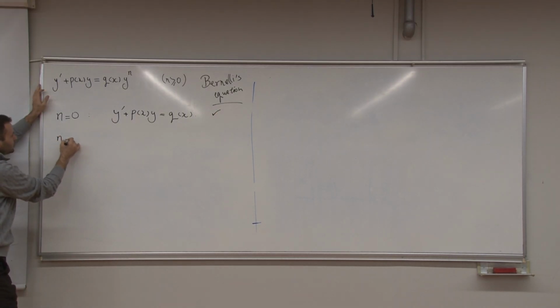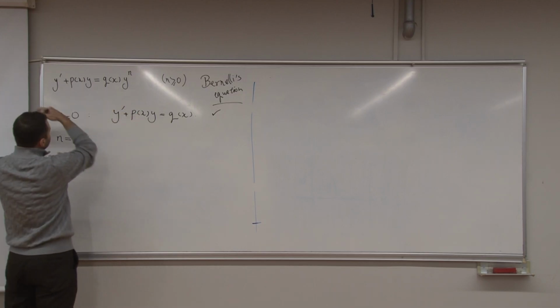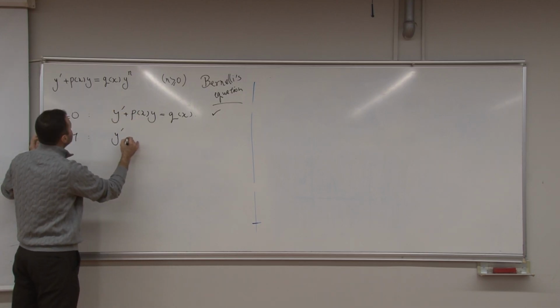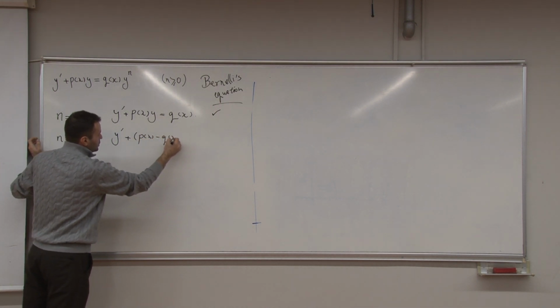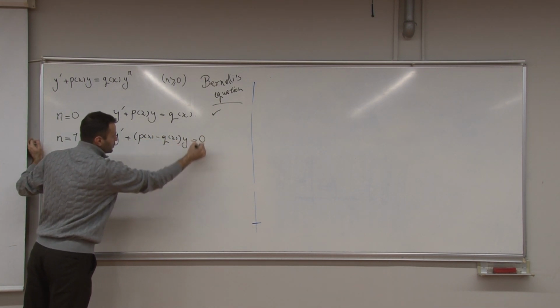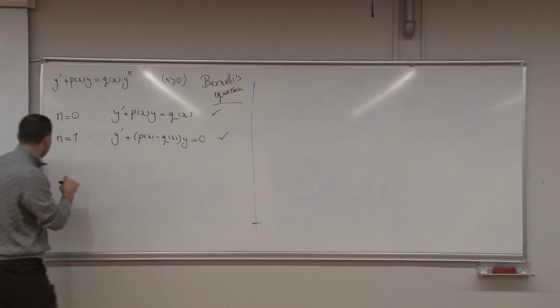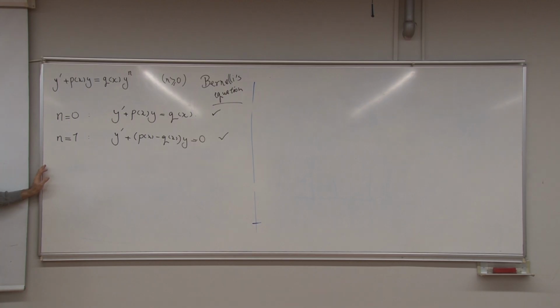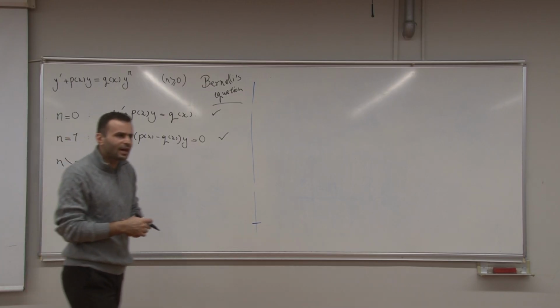What about n equal to 1? Then it might be homogeneous. Why? Because all the powers will be the same. Yes, and we can take it. So it's going to be y prime plus p(x) minus q(x) y equal to 0. Okay? Again, we know how to solve this. But what about when our n is greater than or equal to 2? What happens then?